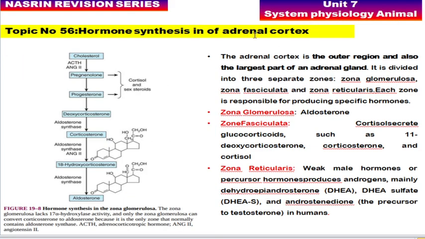Next, hormone synthesis in the adrenal cortex. The adrenal cortex is the outer region, also known as the largest part of the adrenal gland. It is divided into 3 zones: zona glomerulosa, zona fasciculata, and zona reticularis. Each zone is responsible for producing specific hormones.